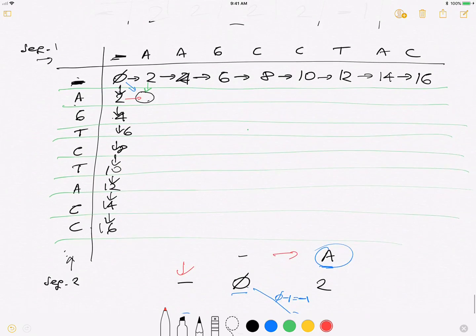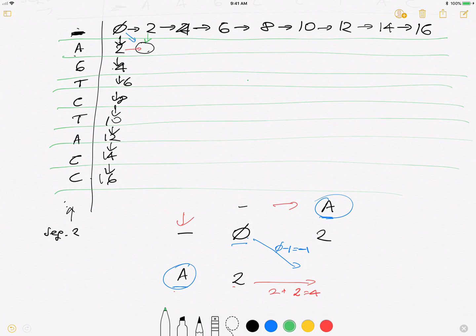Finally, and very similarly, I can go from here. From the first sequence, I am inserting space. From the second sequence, I'm inserting A. So I have matching of space with A, whose cost is 2, plus the old cost, which would be 2. So the total cost, if I go this way, would be 4. What is best? 4 or -1? Obviously, the best is -1, the smallest possible cost. So this is the optimal cost.